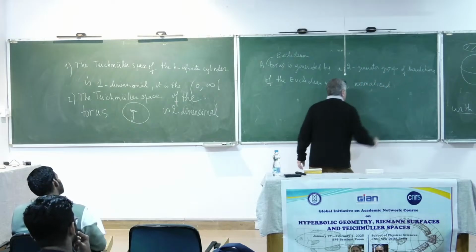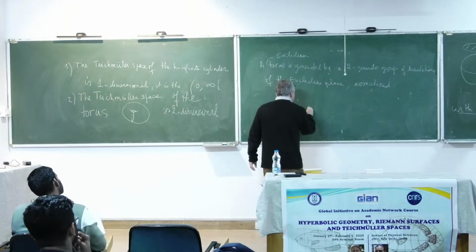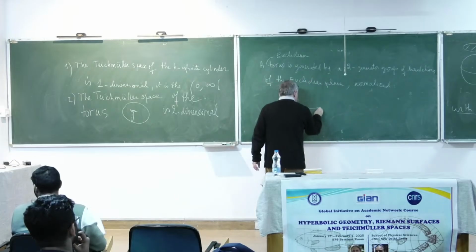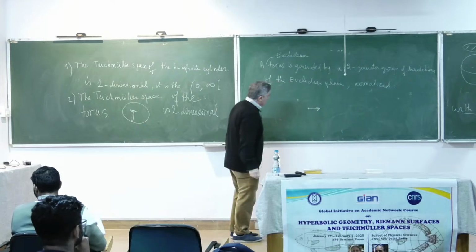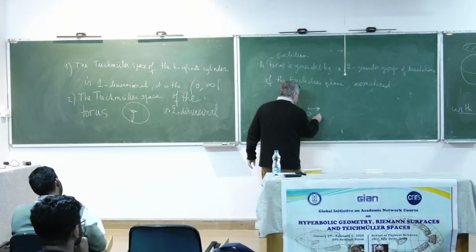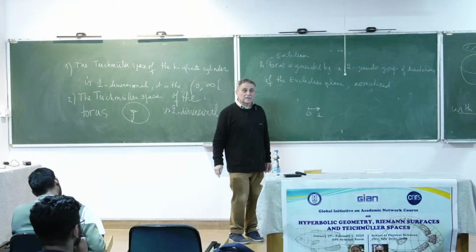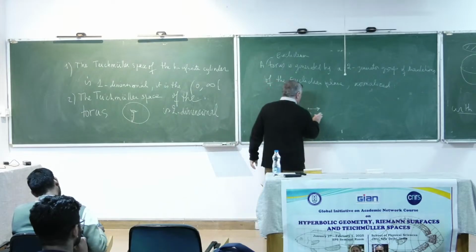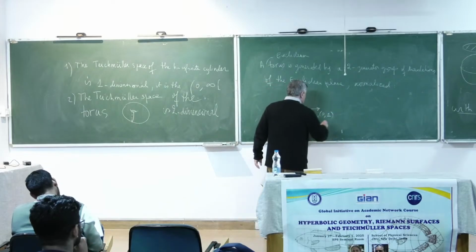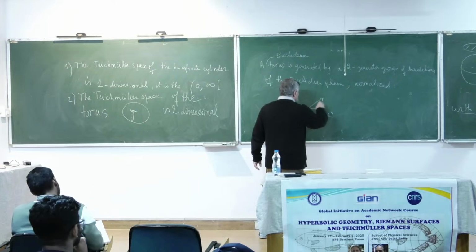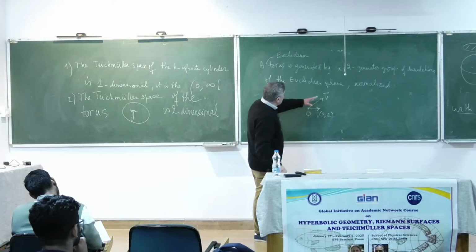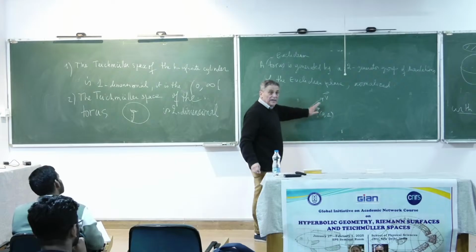I can normalize. One generator of the torus is the translation by this horizontal vector, which is the vector 0, 1. And here is another vector v.